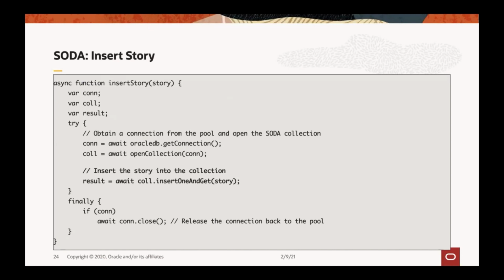And in the finally block, we release the connection back to the pool. So we say connection.close. All the examples that you're going to see from now on will have a very similar template, just that the Soda call is going to change. The way to get a connection, to open a collection and close the connection, is pretty much the same.